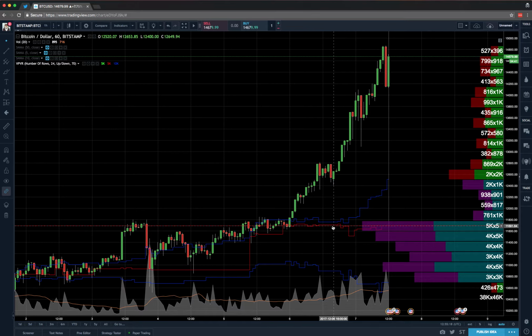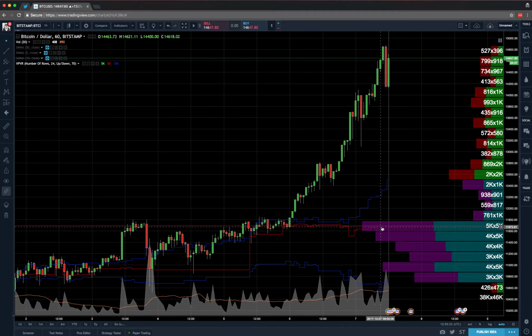Now, if the price gets down here, this is where I expect it to really hold and then try to make another run to the top. Of course, it may not come down here. We'll have to wait and see. But this is a very good indicator.